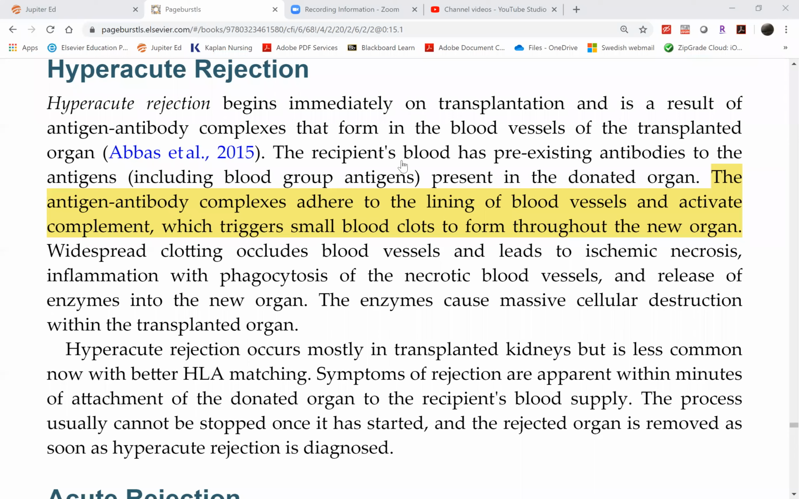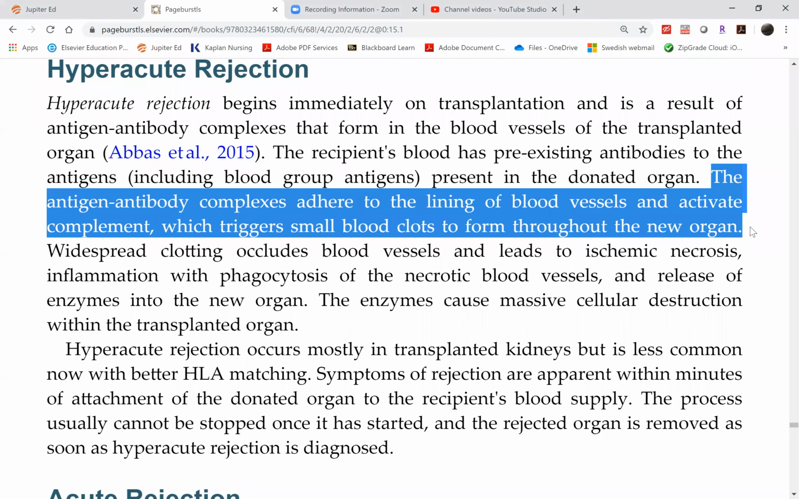So we did the proper preparation. We did all the checks to make sure it's successful. That's why this type of rejection is actually very rare, because we did our homework. However, it does happen occasionally. What happens is this part here that I highlighted. There's an antigen-antibody complex that we thought we already got rid of.